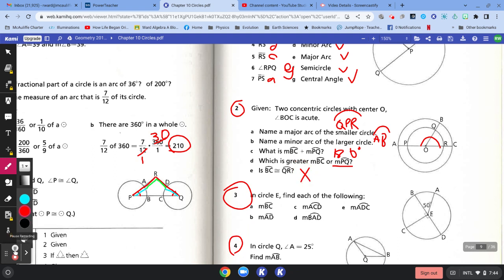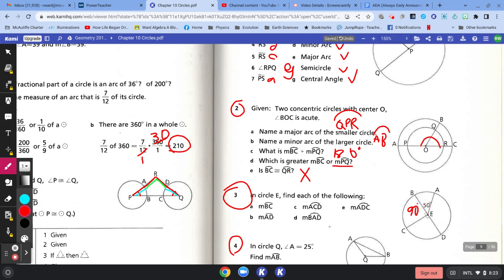Okay, we will pause. So number 3, we have circle E, and we're supposed to find each of the following. So the measure of arc BC. So let's look at arc BC. And you see here it's got the little right angle symbol. So that's 90 degrees. Okay, so arc BC is 90 degrees.